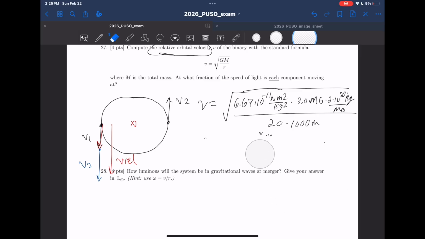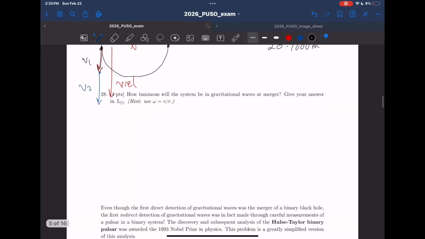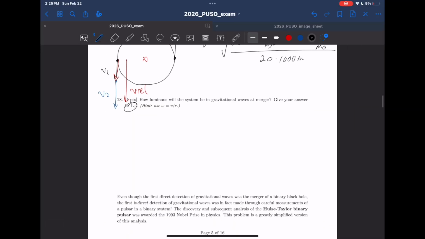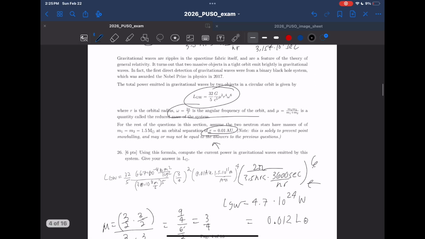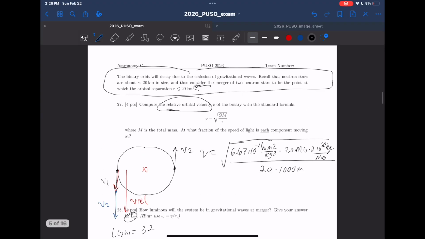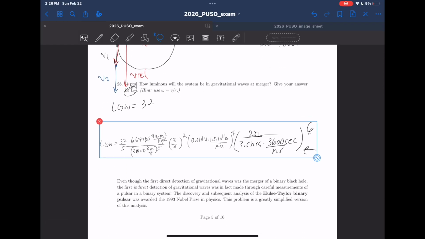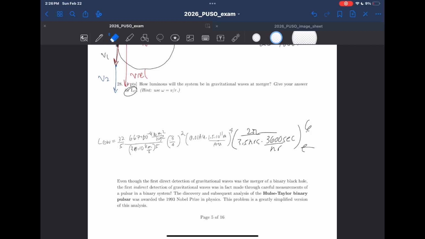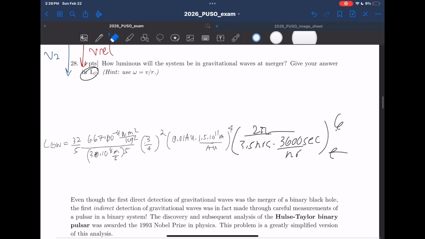Okay, so last part of the problem asks us how luminous will the system be in gravitational waves at merger, and to answer in terms of solar luminosities. So we're going to apply the same formula from before, namely that L_GW equals 32... Actually, I can just copy this formula from before and then change a few numbers, so that'll be nice. So we're going to write this formula down here. And what do we need to modify here? So this is all fine. This mu formula should be the same. That doesn't change, same mass.